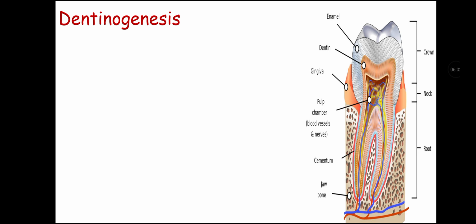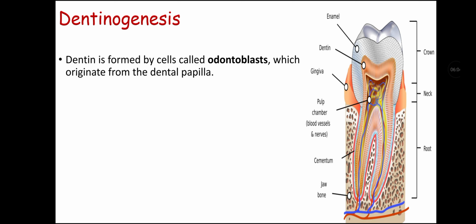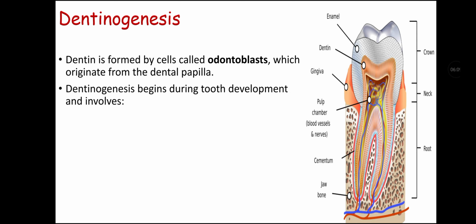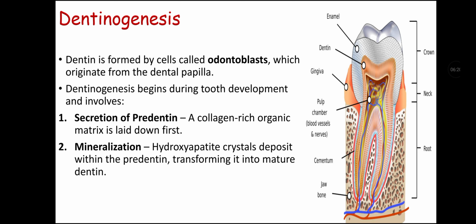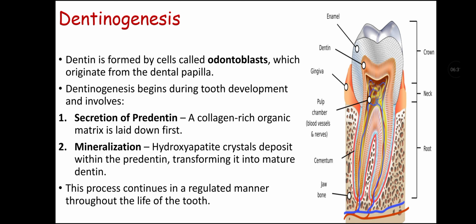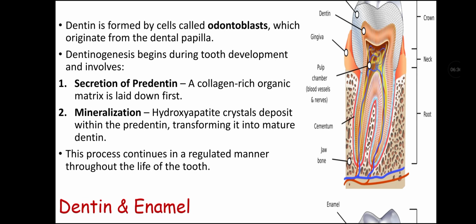Now let's talk about dentinogenesis. Dentin is formed by cells called odontoblasts, which originate from the dental papilla. Dentinogenesis begins during tooth development and involves secretion of predentin, that is, a collagen-rich organic matrix is laid down first. Second, there is mineralization, that is, when hydroxyapatite crystals deposit within the predentin that is secreted first, and now it transforms into mature dentin. This process continues in a regulated manner throughout the life of the tooth.